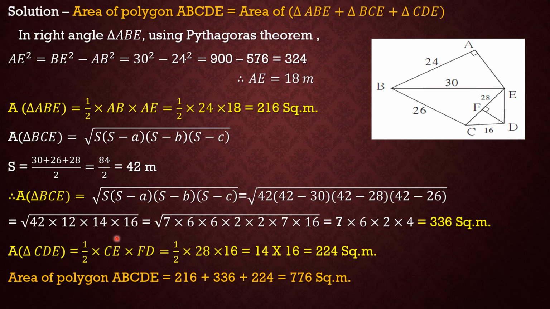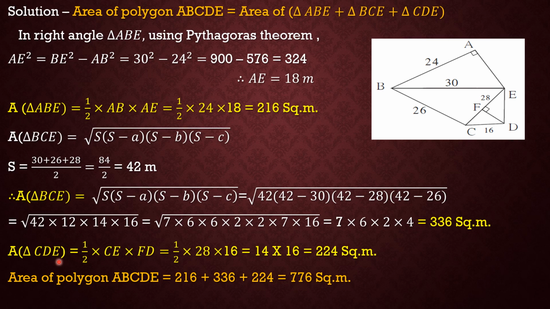Now by splitting all these terms, we can write 42 is equal to 7 into 6, 12 is equal to 6 into 2, 14 is equal to 2 into 7. And do not split 16 because 16 is a complete square. Now 7 into 7, we write 7 only one time outside the square root. Then 6 into 6, we write only 6. 2 into 2, here only 2, and the square root of 16 is 4. Now 7 into 6 into 2 into 4 is equal to 336 square meter.